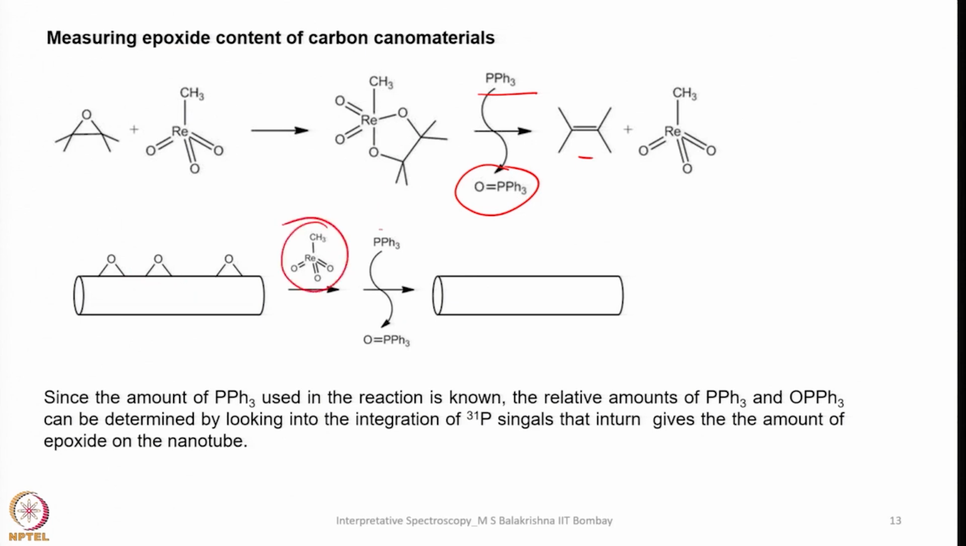as I said here, triphenylphosphine abstracts oxygen, and this one is regenerated, and then by simply looking into the reaction mixture NMR, we can conclude, since the amount of PPh3 used in the reaction is known, the relative amounts of triphenylphosphine and triphenylphosphine oxide can be determined simply by looking into the integration of 31P signals in the spectrum, and that in turn gives the amount of epoxide present on the nanotubes. So this is a very, very important, very simple reaction. One can analyze and also one can get rid of all these epoxides if they are not needed.